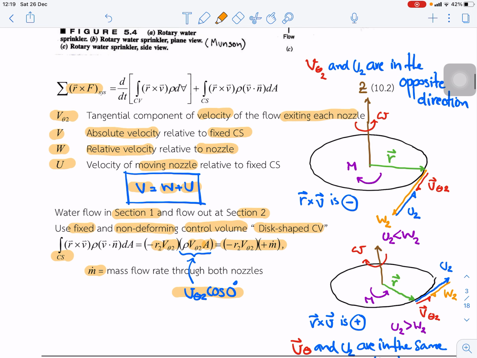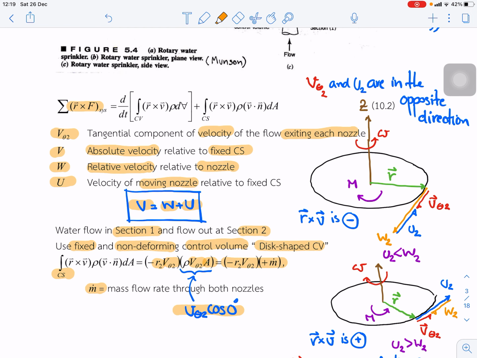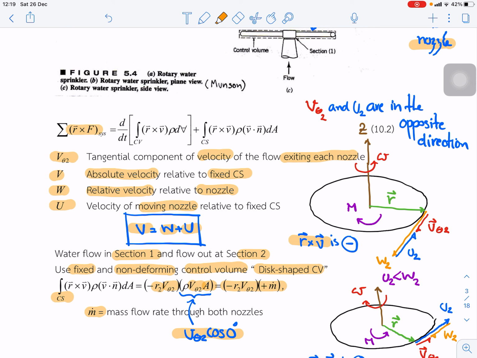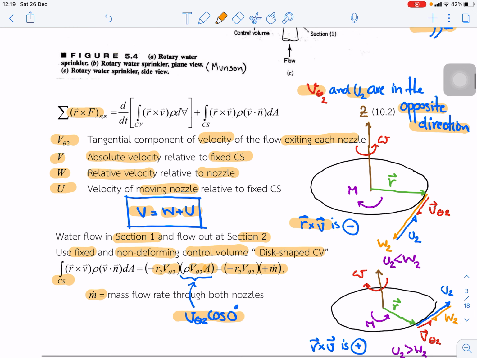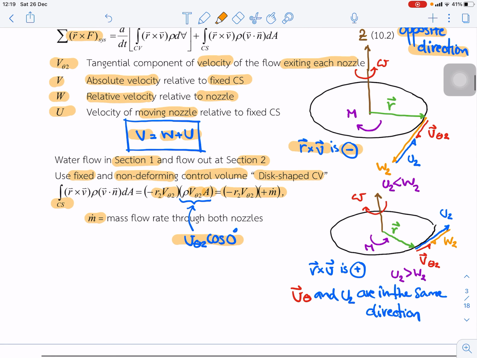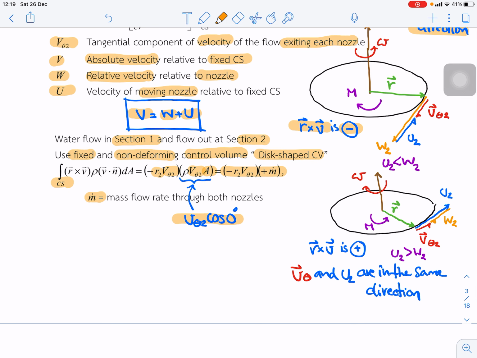To explain the cross product between R and V, we have two cases. The first case is if the tangential velocity v theta 2 and u2 are in the opposite direction; in the opposite direction, we expect that r cross v is negative. In the other case, if v theta 2 and u2 are in the same direction, the angular velocity is in this direction and r cross v is positive. Those are the two conditions.